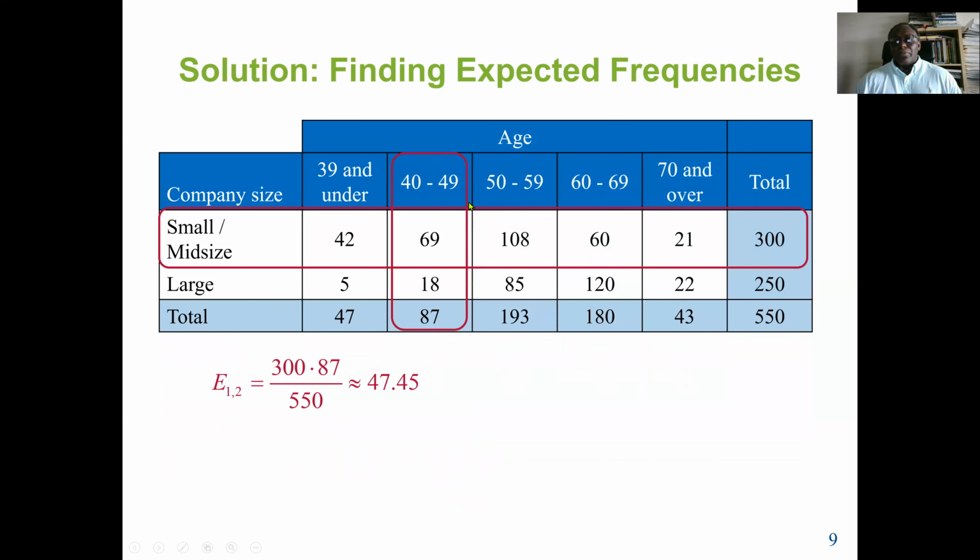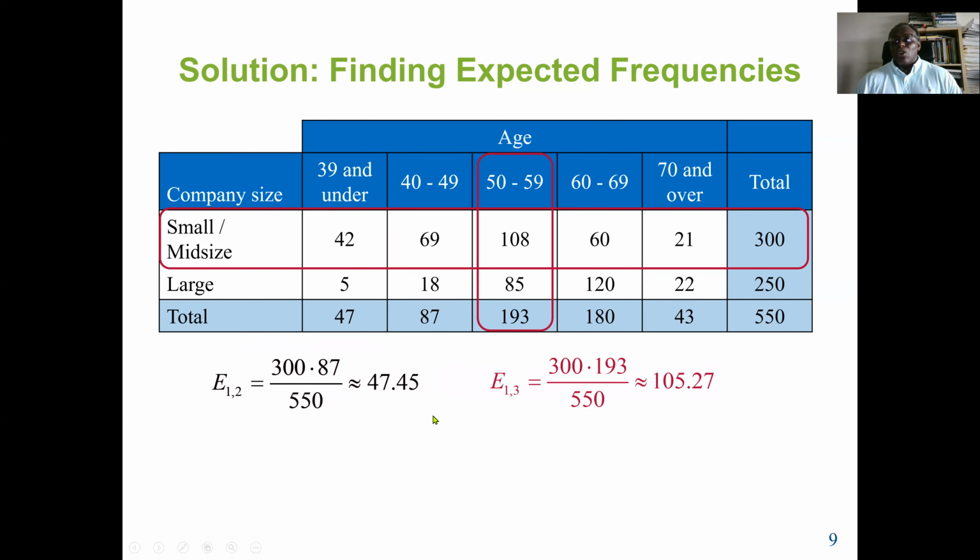Then we go to the first row, second column, E12. The same thing, the sum of the row is 300. This time the column changes. Previously we were in the first column, 47. Now the second column is 87. We're still in the first row, so the row sum would not change. So we have 300 times 87 divided by the sample size, which is 550. That gives us 47.45.